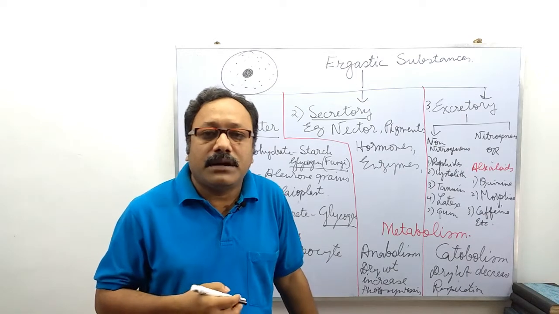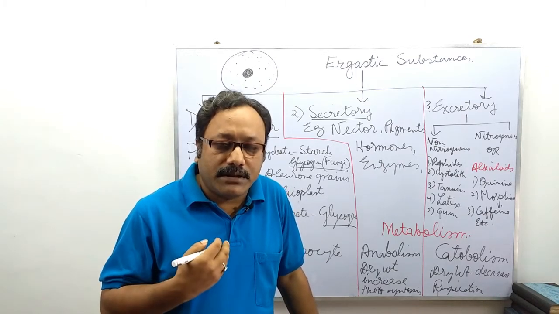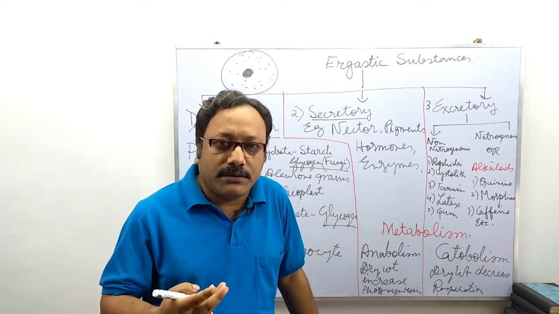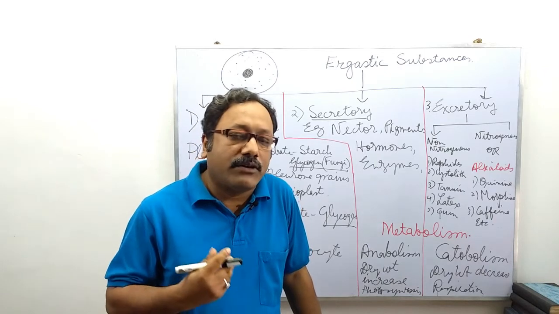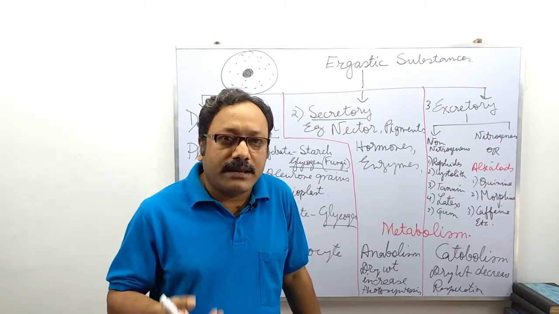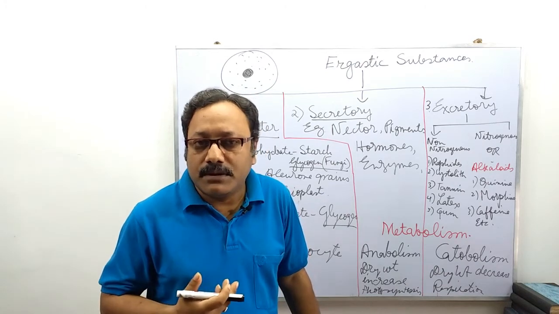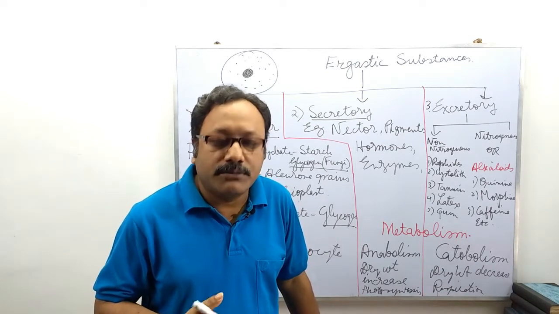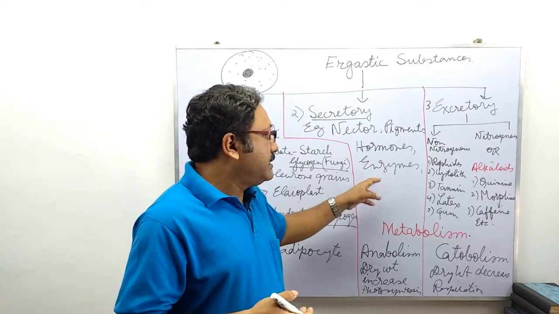In case of plant, there are mainly three types of hormones present, like auxin, gibberellin, florigen. In case of animals, there are so many types of hormones present, which will be discussed in the hormone chapters. Then comes the enzyme.